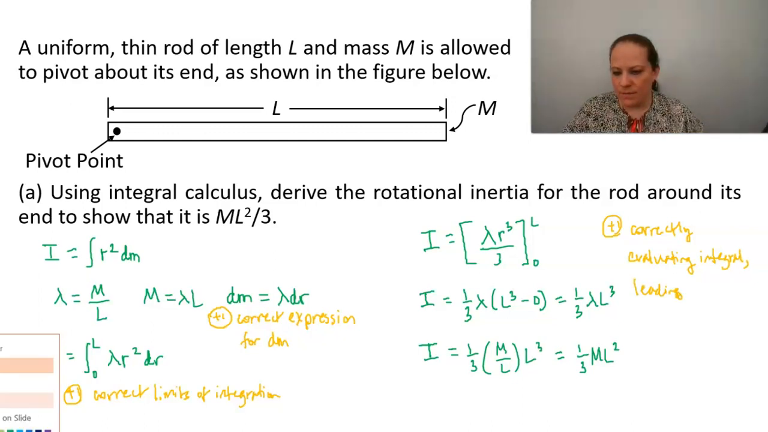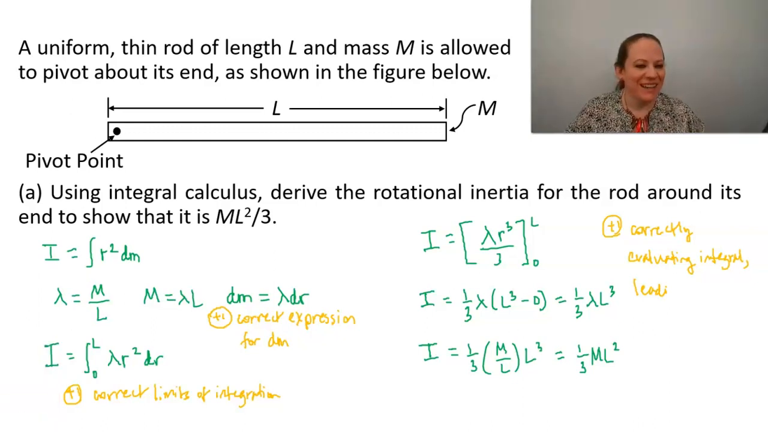Let's try that again. Got a little carried away writing the G. And I need pen, not highlighter. Oops, there we go. Leading to the answer mL squared divided by 3.